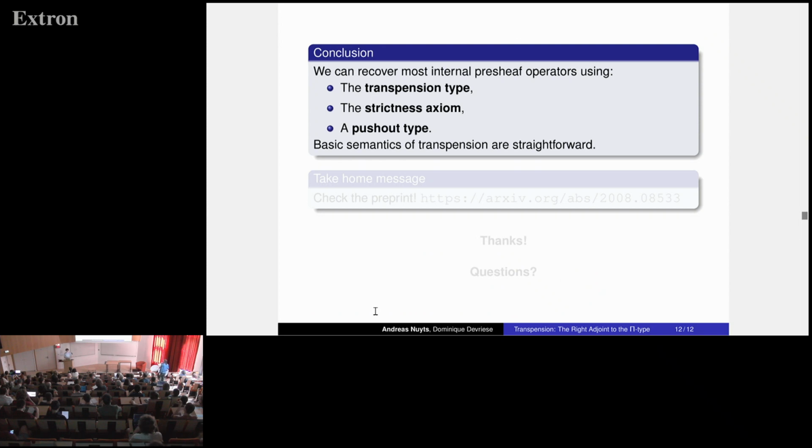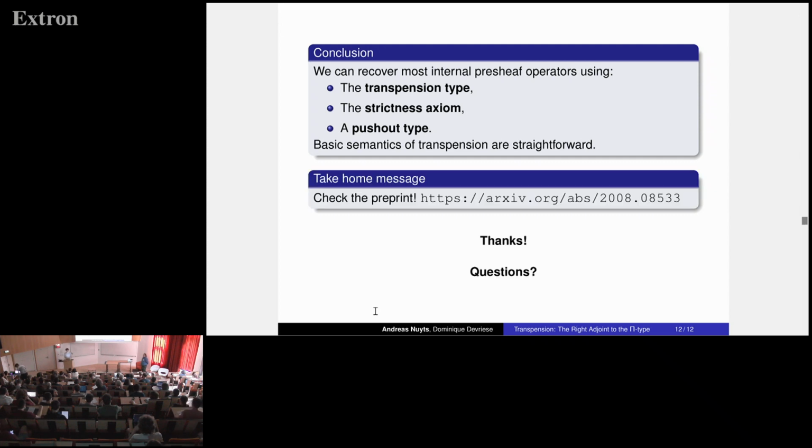And then to conclude, what we find is that we can recover most internal presheaf operators that people have been using from just three: the transpension type, the strictness axiom, and some pushout. And the basic ideas of the semantics of the transpension type are actually fairly straightforward. And the take-home message is, of course, that you should absolutely check our preprint, which is on the archive. So thank you.